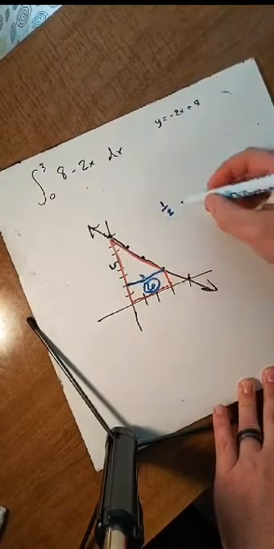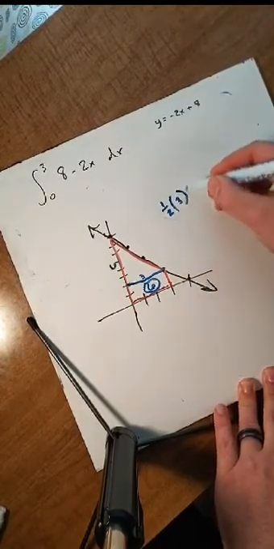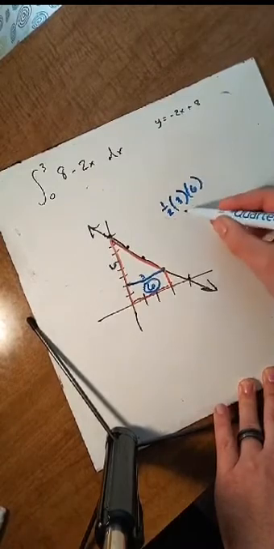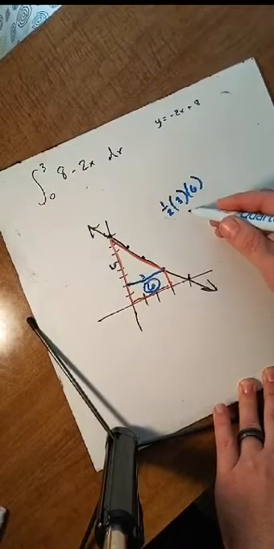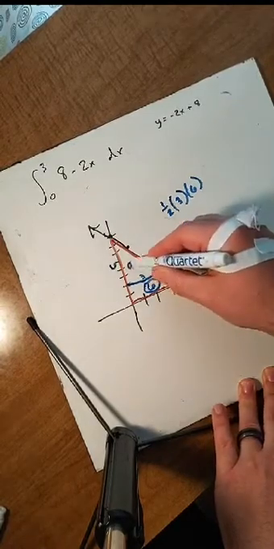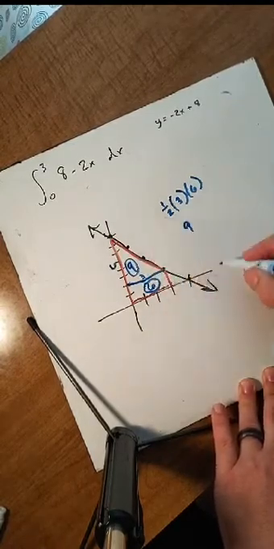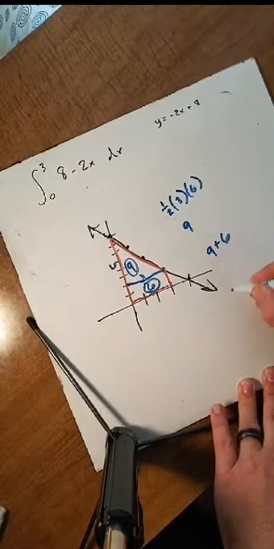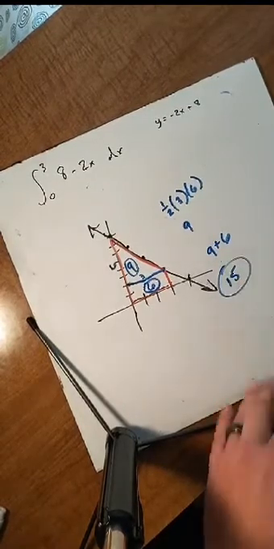So 1/2 of 3 times 6. 3 times 6 is 18, divided by 2 is 9. We can add those two areas together, 9 plus 6. That should be an area of 15.